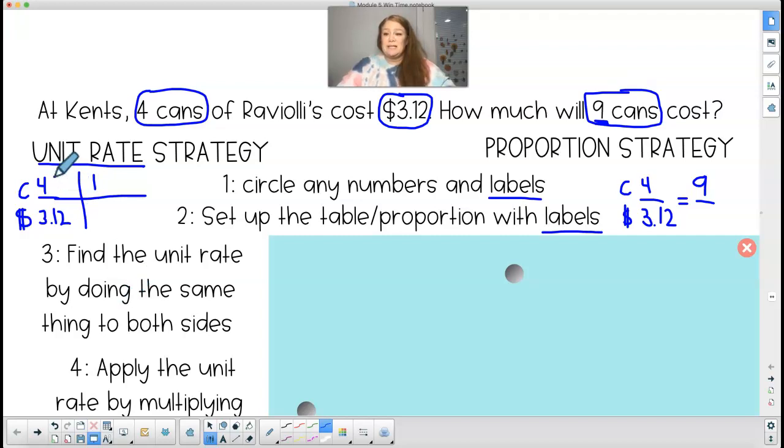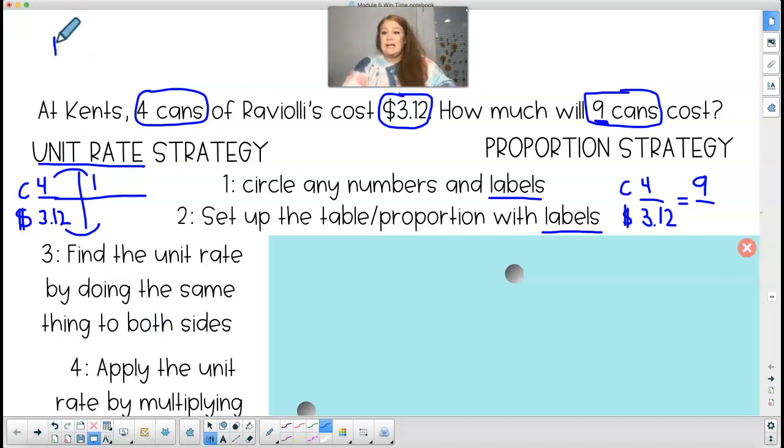So I'm asking myself, how do I get from 4 to 1? Well, to get from 4 to 1, it's getting smaller. We have to multiply or divide. It got smaller. I had to divide by 4. 4 divided by 4 is 1. So I'm going to do the same thing here and do $3.12 divided by 4. Same thing. So this says both sides or the top and the bottom, however you set it up. You could set your table up and down vertically as well.